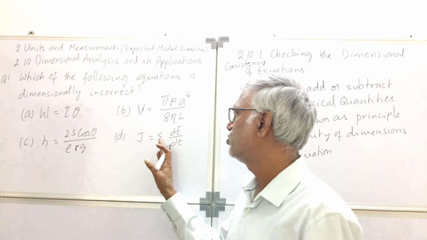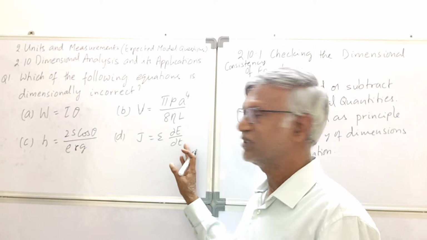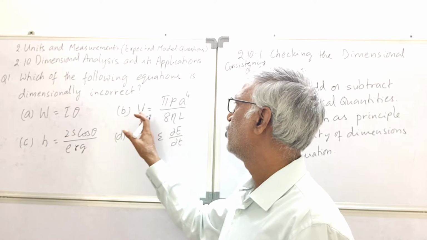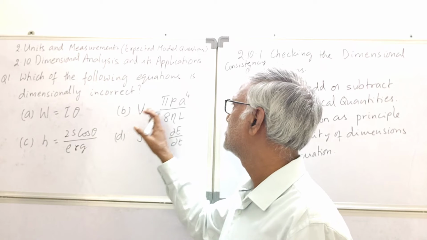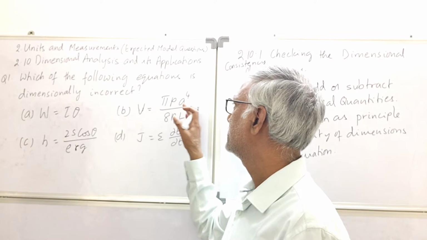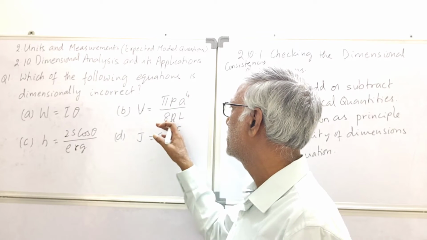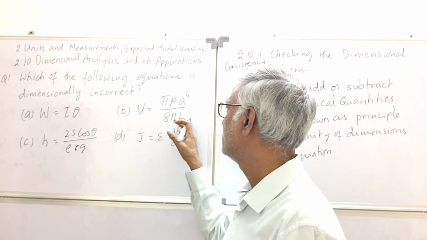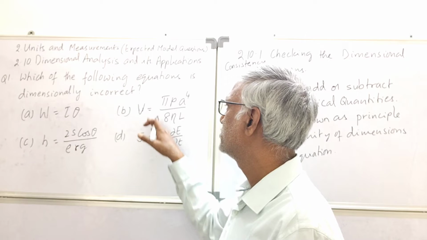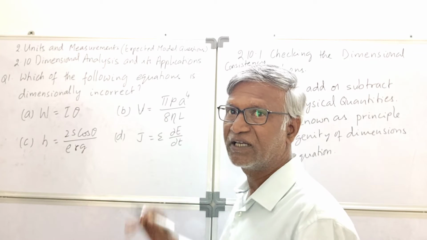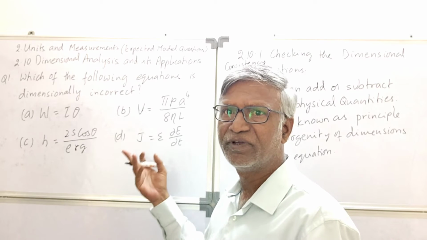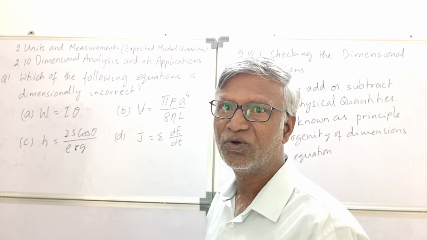And J is equal to epsilon into dou E by dou t. Whether this is correct or not we can check. And volume is equal to pi P a to the power of 4 by 8 eta L. P means pressure, a means radius, eta means coefficient of viscosity, L means length. So these two equations we have to check whether they are correct or wrong. If one of them is correct, the other will be wrong. Without doing also we can say.